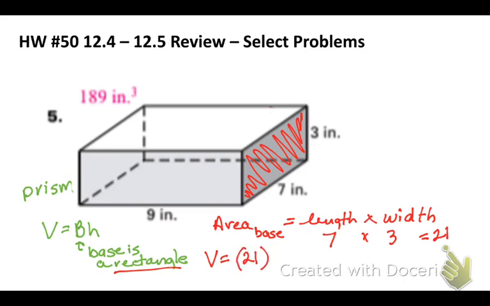Now what is going to be my height? Your height is always going to be 90 degrees to your base. So that would be this line right here. And that line is 9 inches, so it would be 21 times 9, and 9 times 21 is 189, and these are inches, and this is volume. This would be inches cubed.